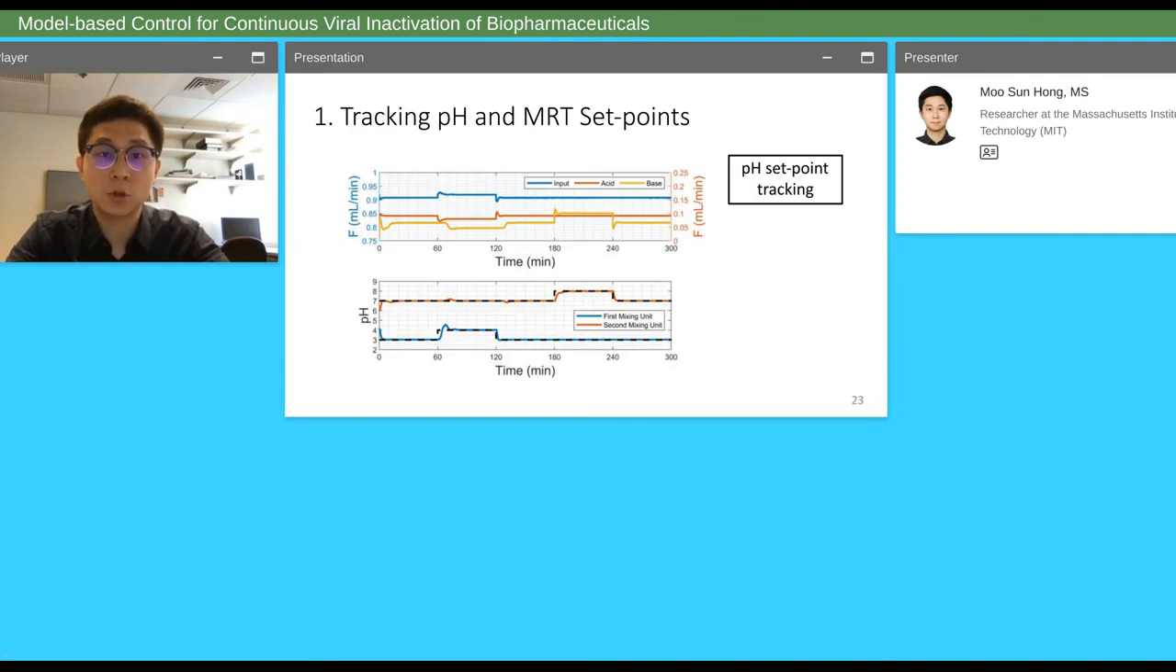Plots on this slide show the experimental results for tracking pH setpoints. The plot on the top shows flow rate determined by the pH controller, and the plot on the bottom shows pH measurements with set points shown as black dashed lines.